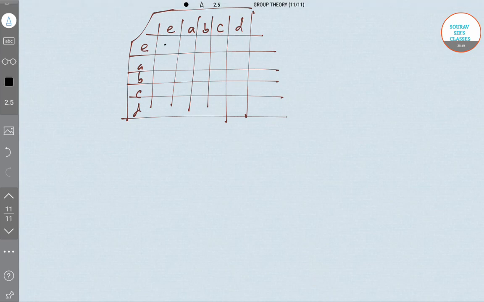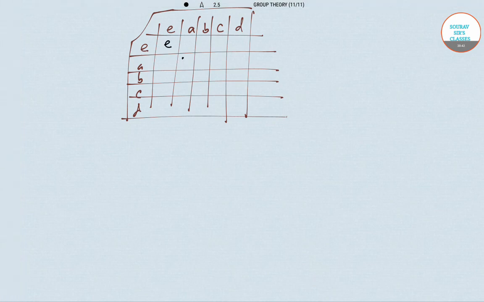For example, this is E, this is B, it's given. E, C, D, E, D, A, B, and nothing else. So how to fill it up? They are saying E into E equal to E. Okay, E A, E A.